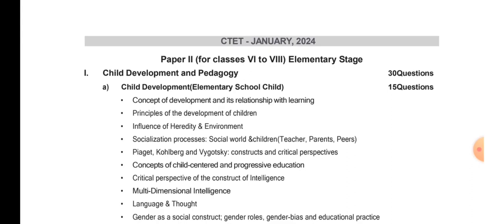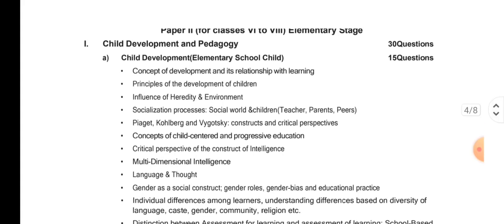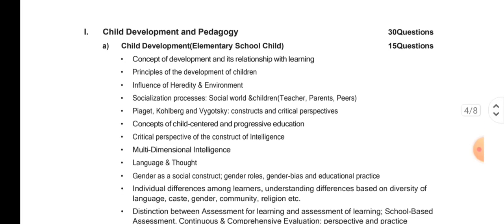So they are divided unit wise. So this particular unit, that is number 1, child development and pedagogy. See, this child development and pedagogy is everywhere, right? So you have to know this, because you are going to deal with the students, with the children, right? So you have to know the basics, and in fact you should have in-depth knowledge of child development and pedagogy. So here A is given, child development, elementary school child.